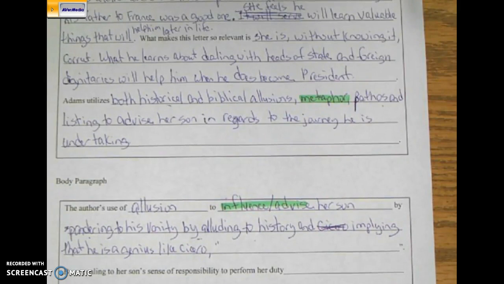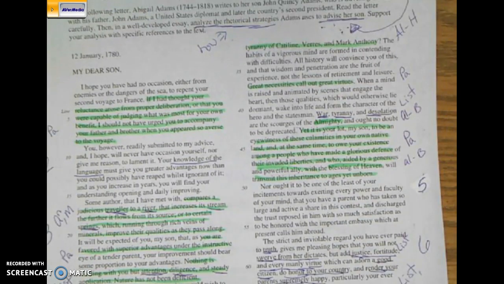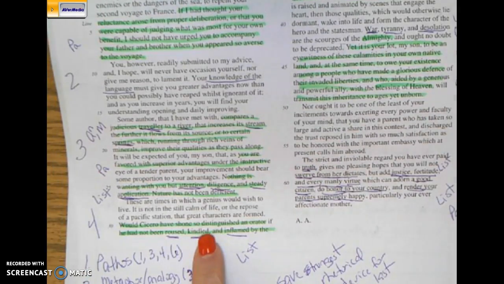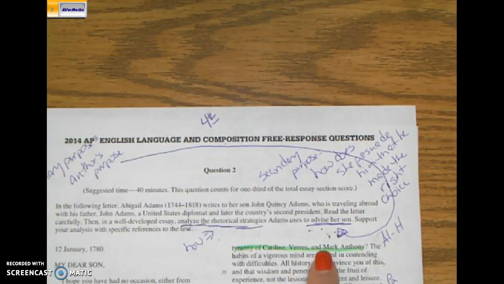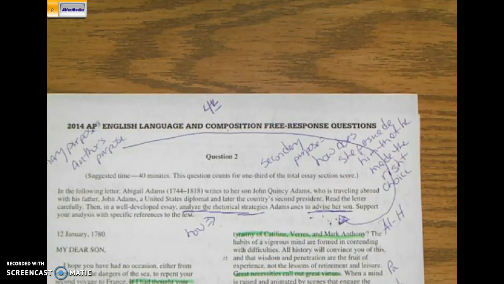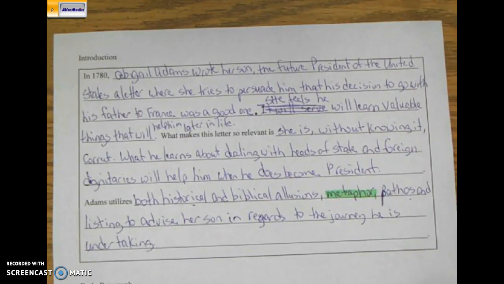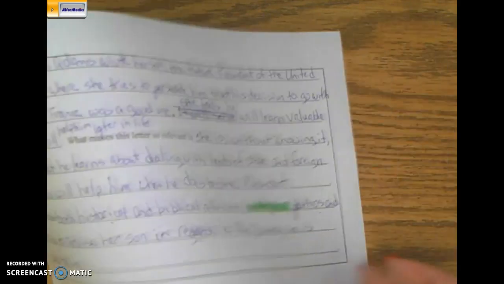Alright, so our quote is here. Would Cicero have shone so distinguished an orator if he had not been roused, kindled, and inflamed by the tyranny of Catiline, Verres, and Mark Antony? The habits of a vigorous mind are formed to contending with difficulties. So vigorous, genius, smart, intelligent. Okay? So we want to use the first part of that.